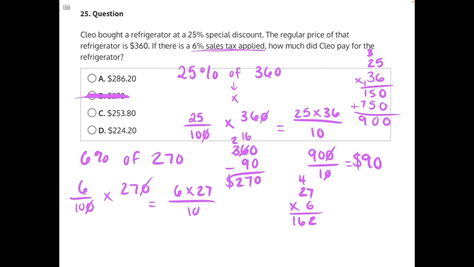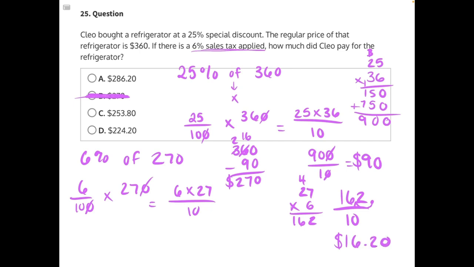So we have 162 over 10. And anytime we're dividing something by 10, we are taking the decimal point over here on the right and moving it to the left one decimal place. So this will be $16.20. That is the sales tax.